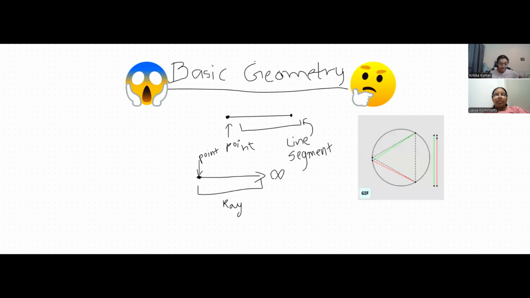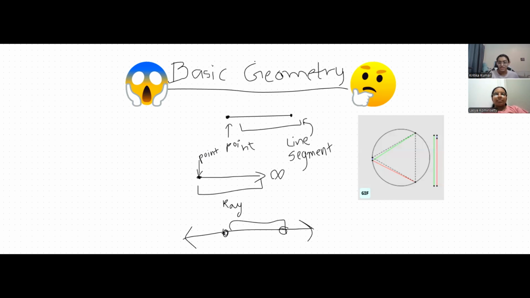And if you guys are confused why it's going to infinity, it's because a line in general goes to infinity from both sides. So if you put a point somewhere and stop there, it's going to be a ray. And if you put another point, it's going to become a line segment like Lasya just told you.